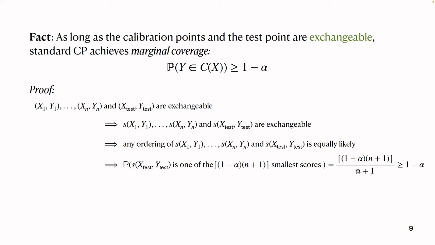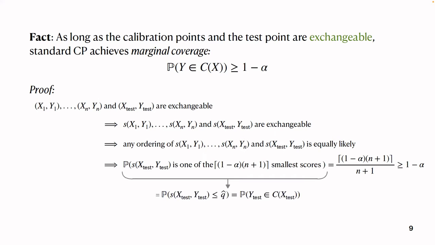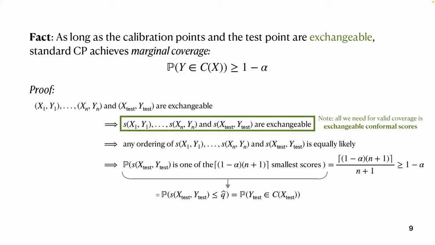This quantity over n plus 1 is greater than or equal to 1 minus alpha. And we can see that by definition of q hat, this event here is equal to the event that the conformal score of the test point is less than or equal to q hat. And by definition of the conformal set from the last slide, this is equal to the probability that the true label is included in our conformal prediction set. So a key idea here is that all we needed for valid coverage is that our conformal scores are exchangeable. Remember this, this will come back.